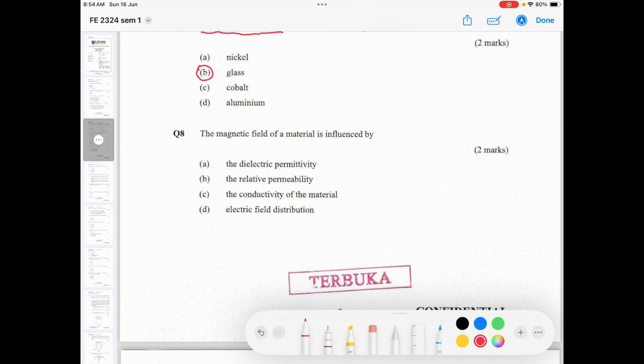The magnetic field of a material is influenced by what? Dielectric permittivity, or the relative permeability, or the conductivity, or the electric field distributions. The most suitable answer would be this one, the relative permeability, because B is equal to mu multiplied by H.